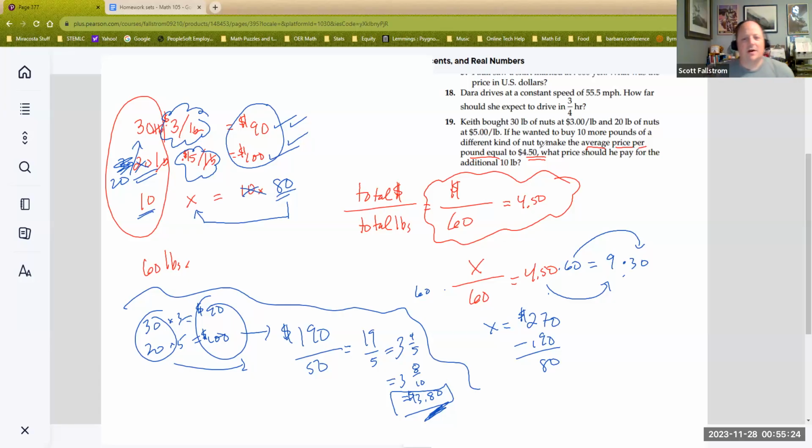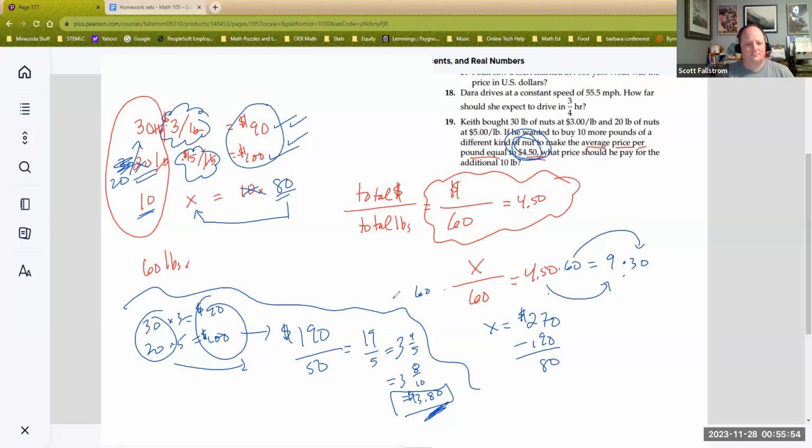So now when you think about it here, if I want my average price to be $4.50 a pound, I had better start buying some pretty expensive nuts because I've already got 50 pounds here and I need to bring that average up to $4.50. So I'm going to need something well over $5 because another 10 at $5 would mean we're right at 4. I need to get an extra 50 cents. And that's where we can kind of go, oh, okay, how much can I actually use?